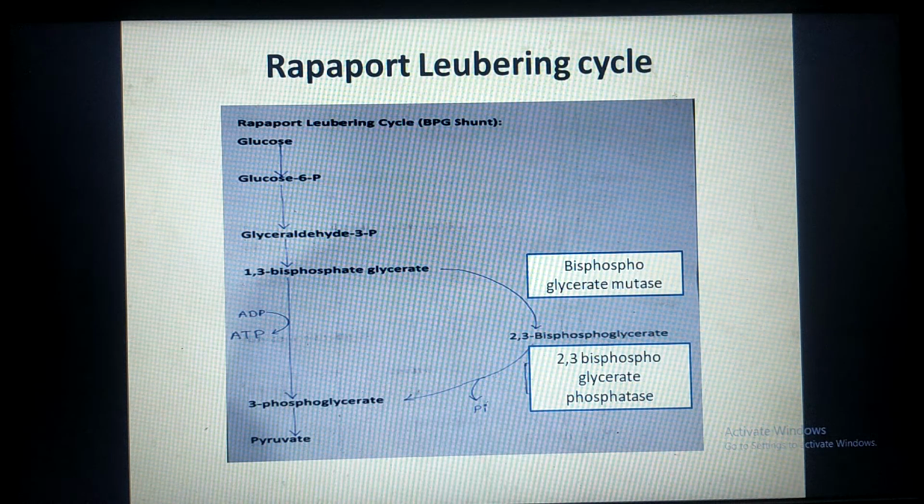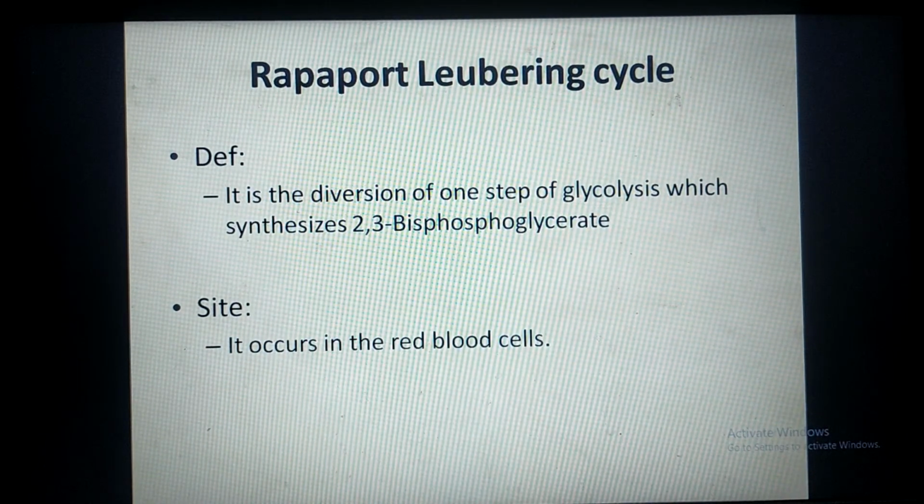Later on, that 2,3-bisphosphoglycerate is dephosphorylated to form 3-phosphoglycerate by the enzyme 2,3-bisphosphoglycerate phosphatase. So in RBCs, glycolysis occurs by a diversion of only one step. Remaining steps are the same as glycolysis in other tissues. Therefore, the Rapoport-Luebering cycle is defined as a diversion of one step of glycolysis in which 2,3-bisphosphoglycerate is synthesized. It occurs in RBCs.